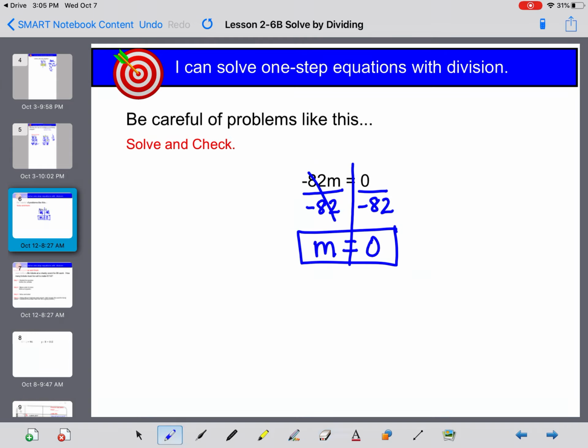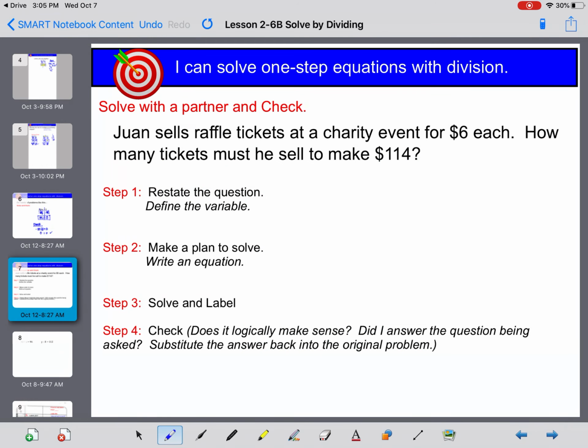Do not say no solution. The answer is 0. So now let's check it. I can check it to prove it. -82 times some number equals 0. -82 times 0 is 0. So just be careful. Know that those are coming.